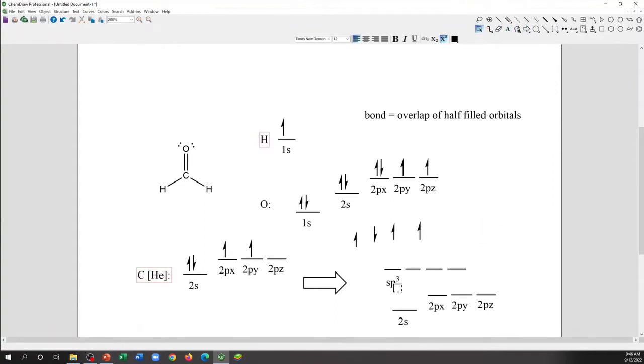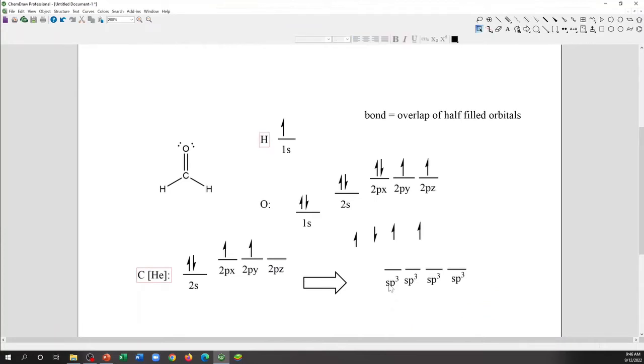This is an sp3 orbital right here. This one is also an sp3 orbital, etc. So all 4 of these are now referred to as sp3 orbitals. And we've taken our carbon and we've turned it into a hybridized version of carbon that is sp3 hybridized.